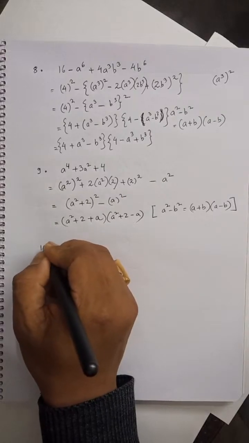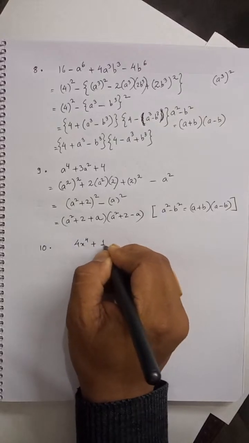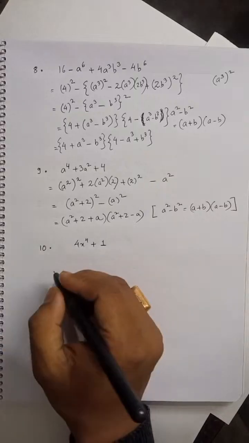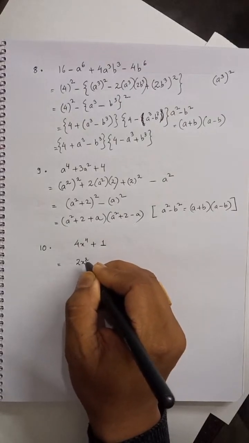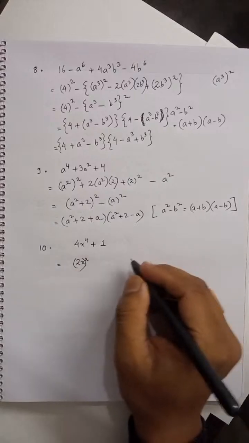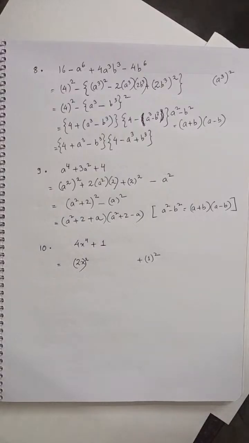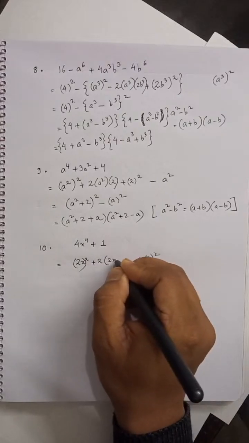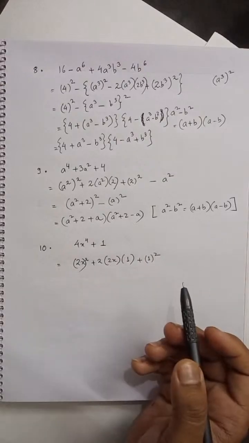Let's try one more. 4x to the power 4 plus 1. Okay, so 4x to the power 4, so this is 2x whole square, and 1 is 1 whole square. Now, if we write it in the form of 2ab, that is 2 into 2x into 1. So 2 into 2x is what? 4x, but we don't have anything, right?